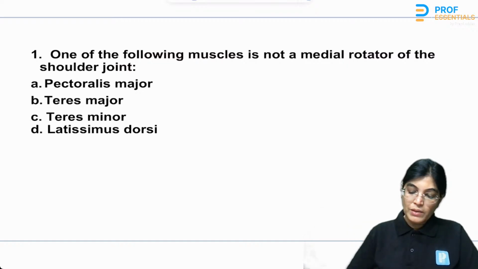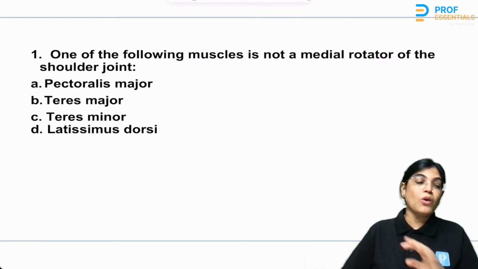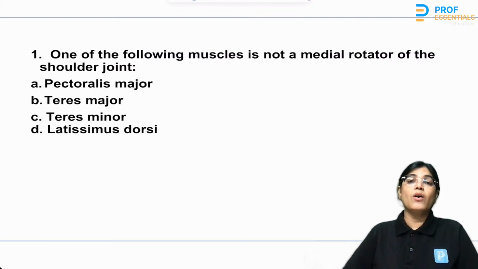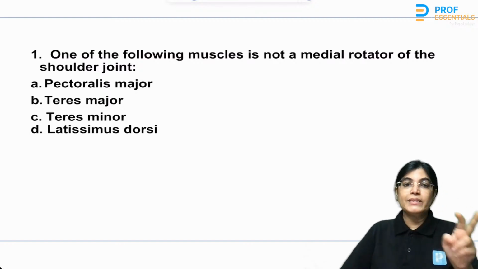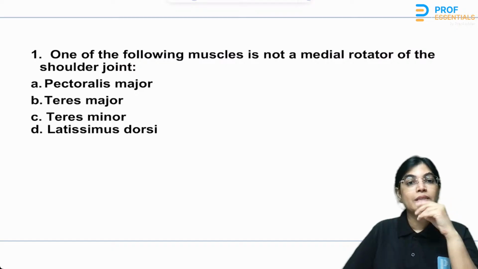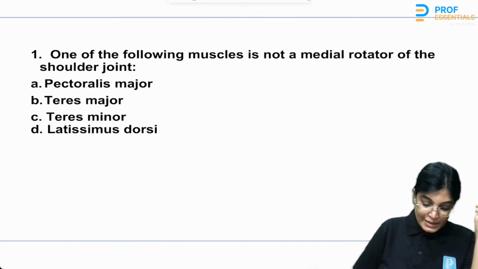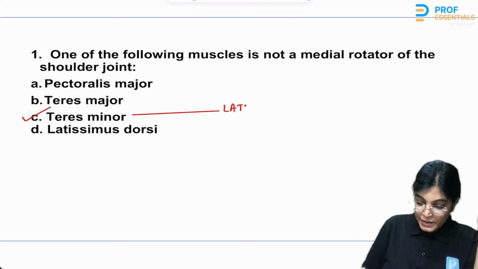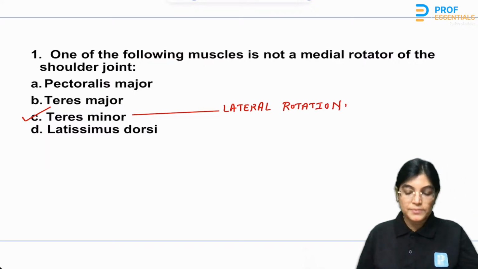One of the following muscle is not a medial rotator of shoulder joint. I have already talked about all the muscles causing action around the shoulder joint. So which is not causing medial rotation of shoulder joint? Pectoralis major, teres minor, latissimus dorsi. Actually, if we talk about teres minor, this muscle is lateral rotator of shoulder joint. This causes lateral rotation of shoulder joint, not medial rotation. So that is the right answer.